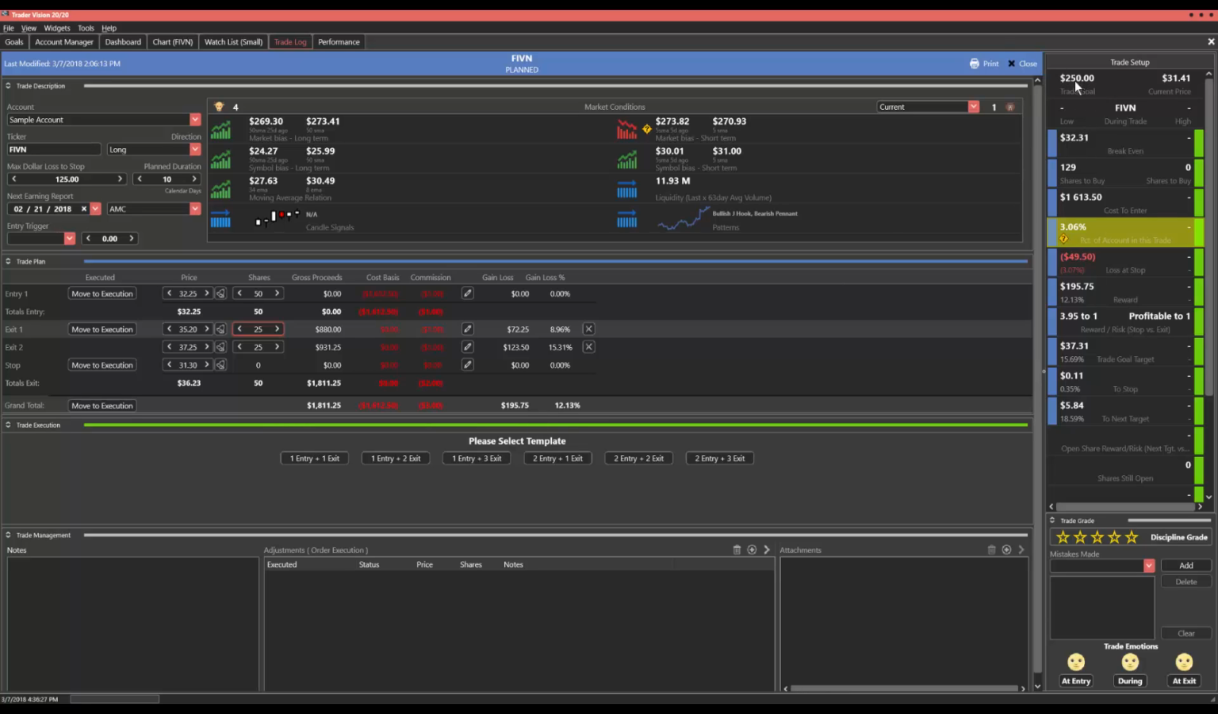And my trade goal for this account is to make 250 bucks per trade. So unless I can reorganize this plan realistically and get myself up over $250 potential profit, why would I do it? Even if it's got a great reward to risk, it's not going to get me to the goal I need to make per trade. So let's see if we can reorganize this to do that.